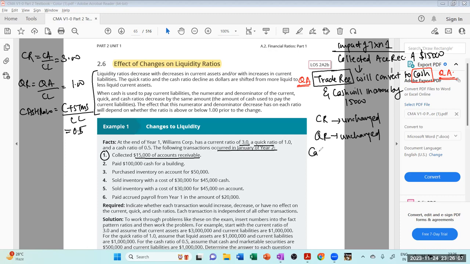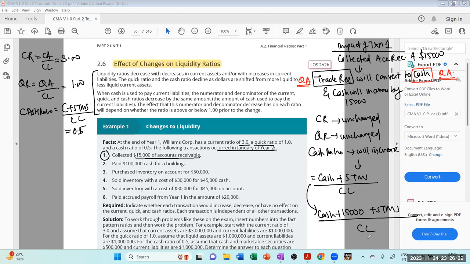What about your cash ratio? Your cash ratio will increase. Sir, why will this increase? Because cash ratio formula is cash plus short-term marketable securities upon current liabilities. Now, your cash has got an additional 15,000 and short-term marketable securities are unchanged. Current liabilities are also unchanged, but cash has registered an increase of 15,000. So your cash ratio will increase.